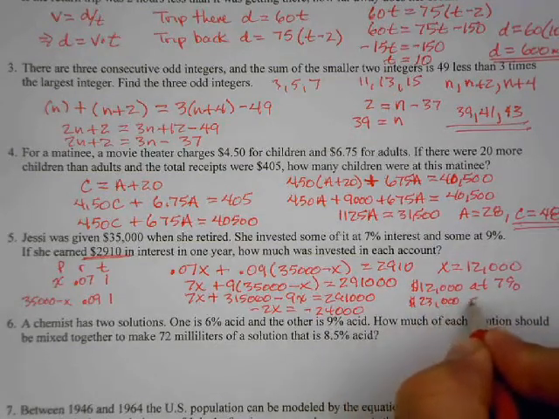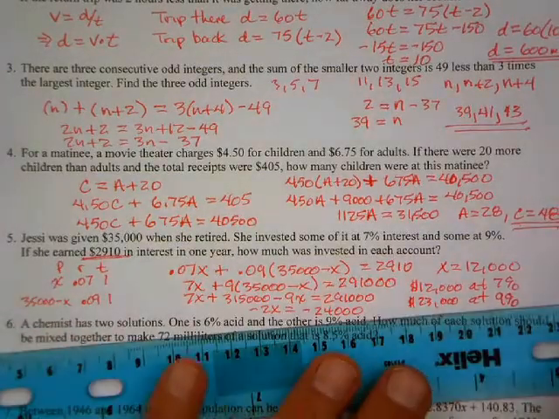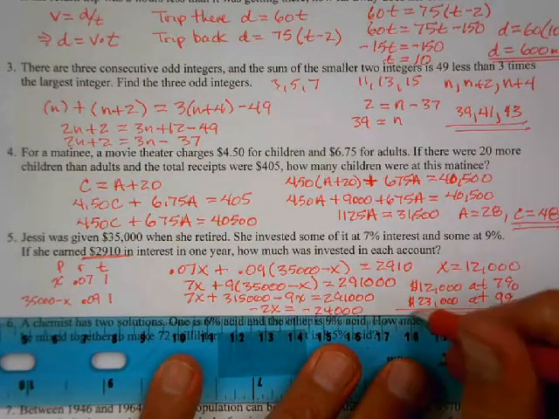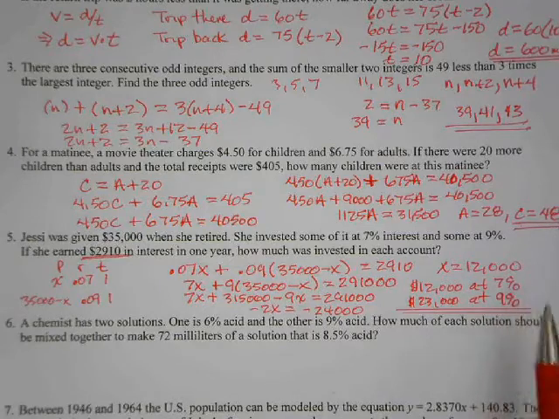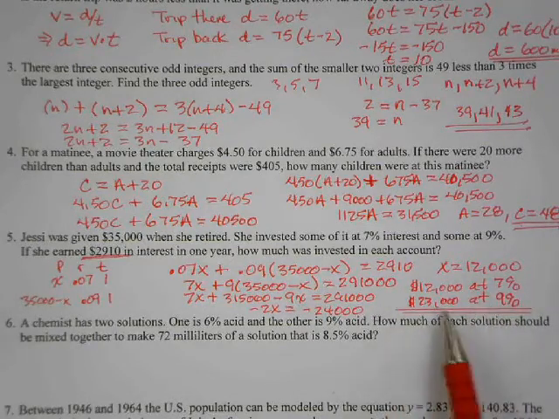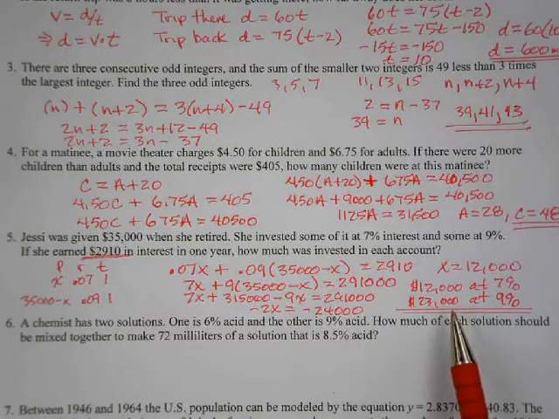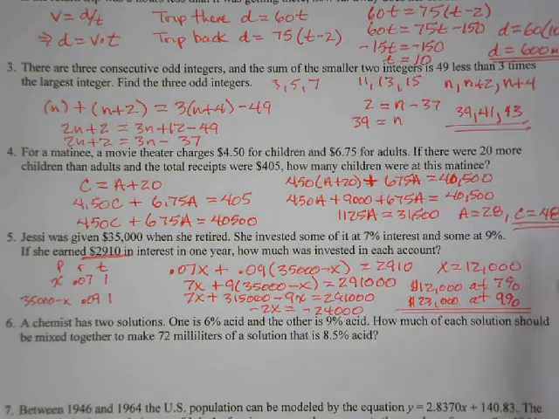By the way, in some problems, you find that you need to label. In other words, you can't just say my amounts are 12 and 23, because one of them is at 7 and one of them is at 9, and if you're not saying which is which, it's not clear to the grader exactly what you found. So you need to actually specify, like here, A for adults is 28, C for children is 48. All right, now we have an example of a mixture problem.